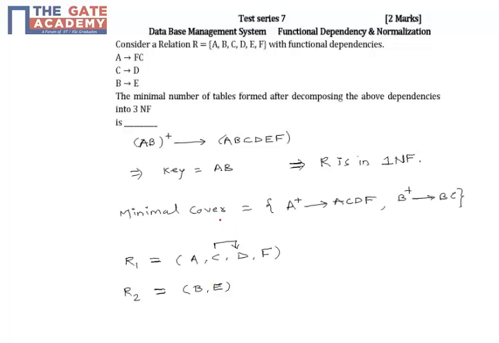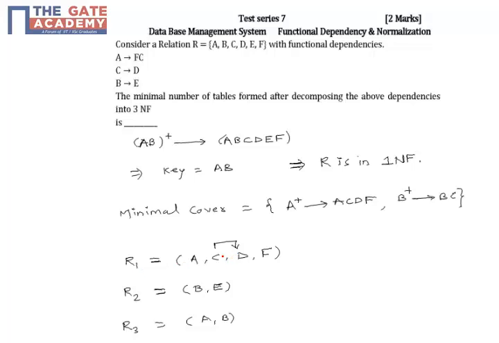Since the relation R has key as AB and this key does not occur in any of these relations R1 and R2, we need to add a trivial relation R3 with attributes A and B. So now the original relation R is decomposed into three relations R1, R2 and R3, out of which R1 has the functional dependency from C to D.